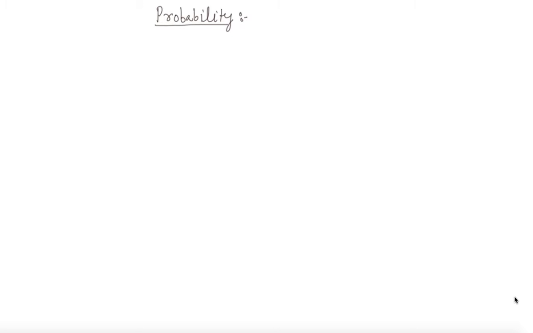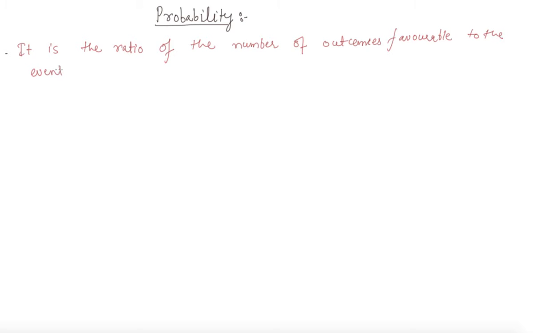So today in this lecture we are starting a new chapter named probability. So what is probability, student? The definition of probability I am writing here. It is the ratio of the number of outcomes that are favorable to the event to the total number of equally likely outcomes.